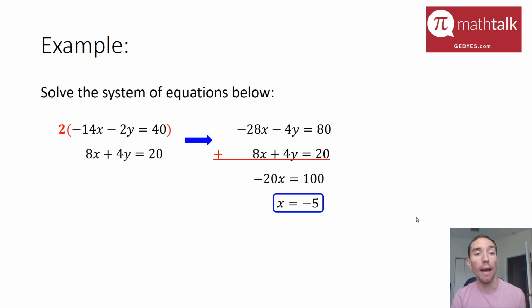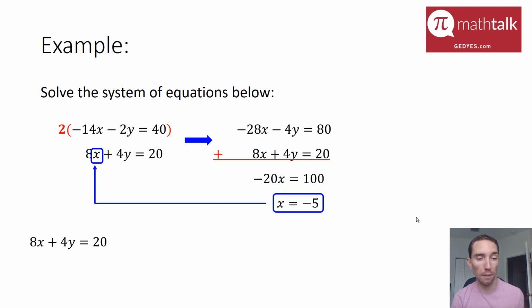All right. Now what I want to do is I want to go ahead and take that negative 5 and plug it back into x in one of my equations. I'm going to use the bottom equation, again, because the numbers are pretty small, and so it should make it a little bit easier to solve. So when I do that, I'm going to rewrite my bottom equation down here, 8x plus 4y equals 20.